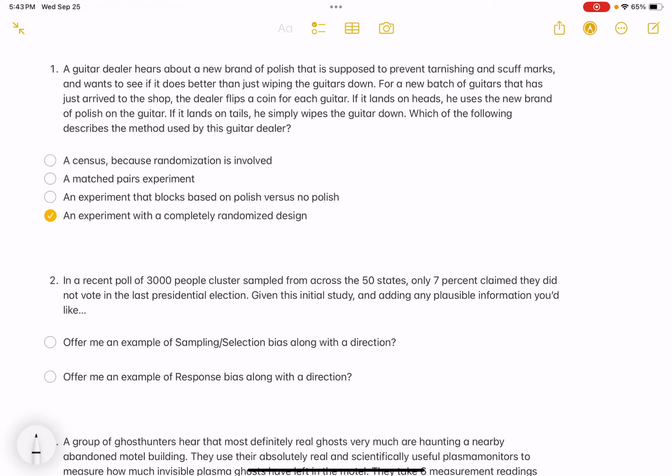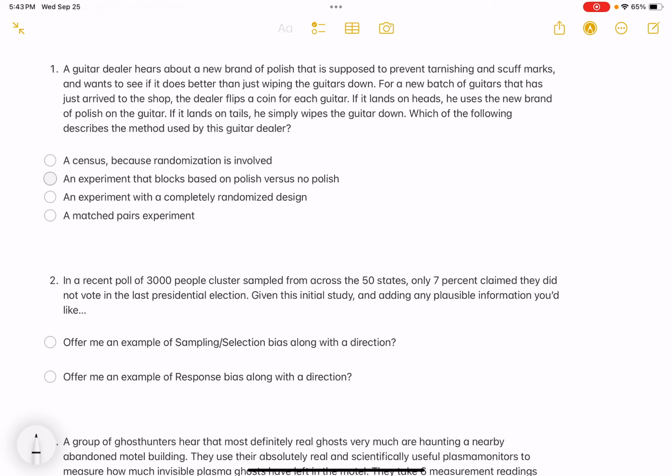Now, the main mistake people make with this one, you might be unsurprised to hear, is they mistake it for a matched pairs experiment because we have 2 batches of guitars getting 2 different treatments, but we have not actually paired guitars up based on similar make. Now, if we did say guitars were paired up based on whether they were similar body shapes or similar lacquer types or something like that, that would be a matched pairs experiment, but we didn't do that.